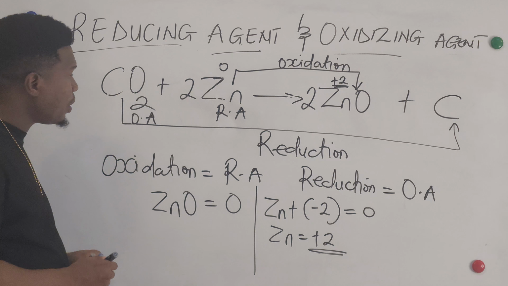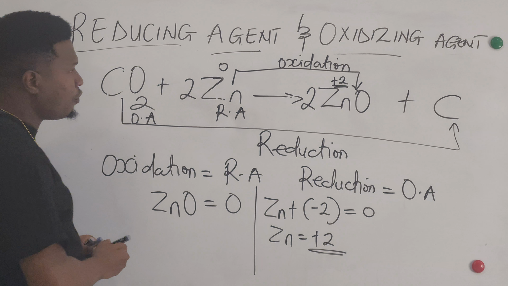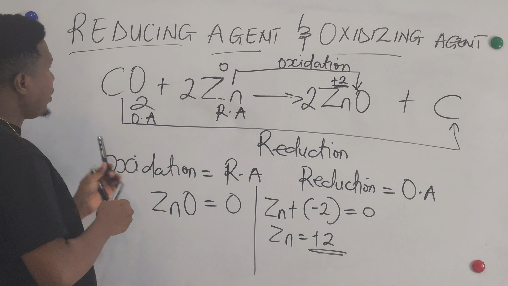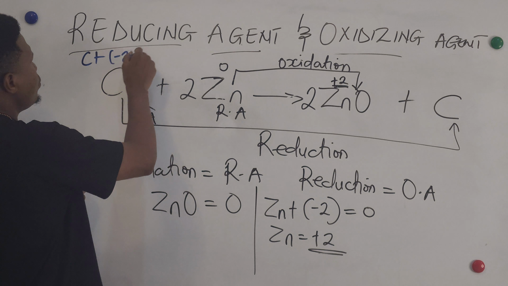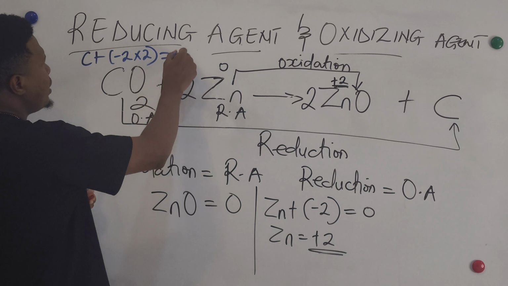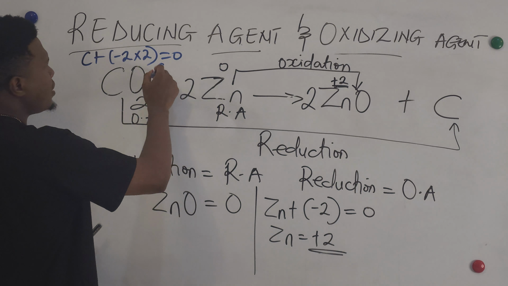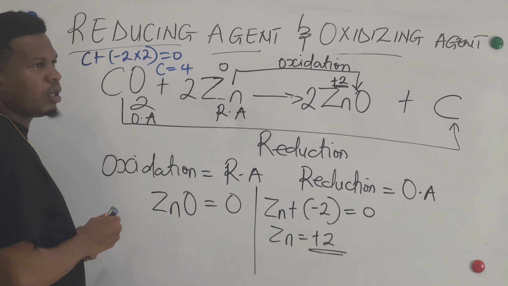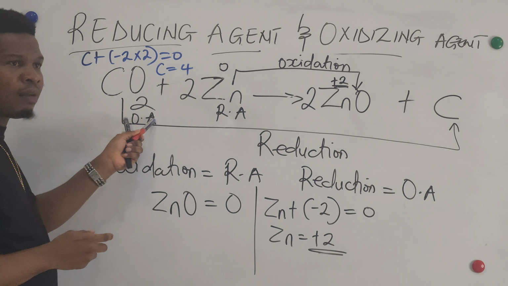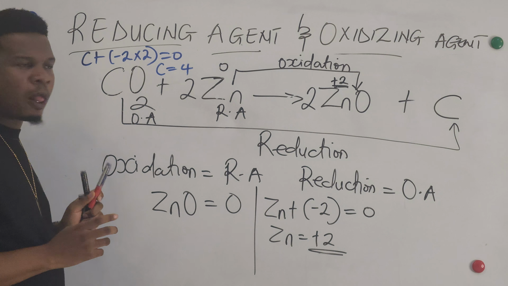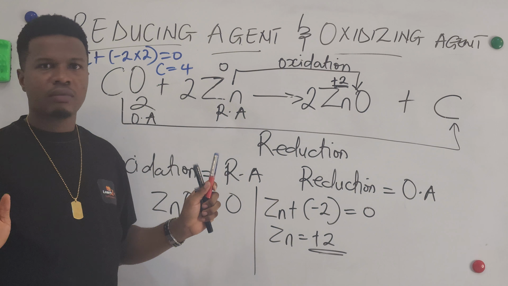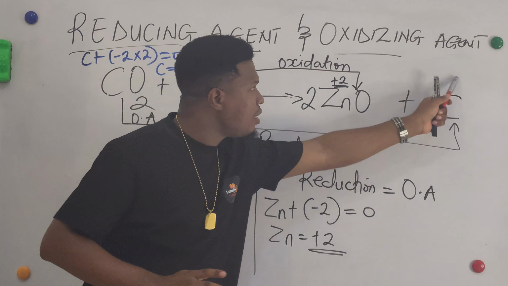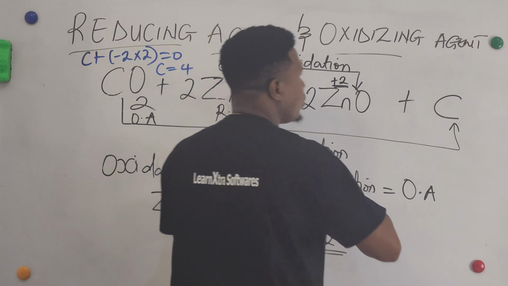Now look at this one, carbon 4 oxide. If you solve for carbon here, you get plus 4, right? For carbon, if you solve for it, carbon here is going to be C plus minus 2 times 2. You know how to do this already, okay? So of course, C will be equal to 4. Now, carbon here is 4. That is called carbon 4 oxide. But watch, carbon in a free state is 0. Carbon in a free state is 0. So from 4 to 0.